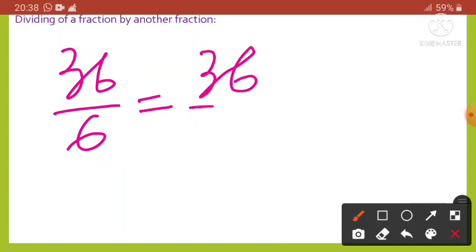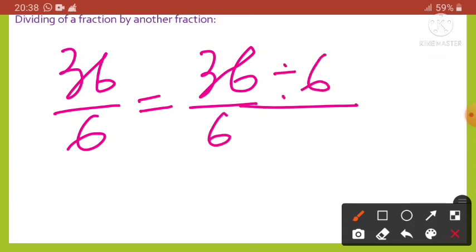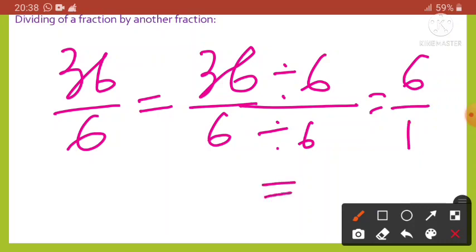Always we have to try to make it short form if possible. Now we are dividing both denominator and numerator by 6. In the numerator we are getting 6, because 6 into 6 gives us 36, and below it is 1. So we have the result 6. Okay, got it? If you have any problem at any point, then pause the video and watch it again.